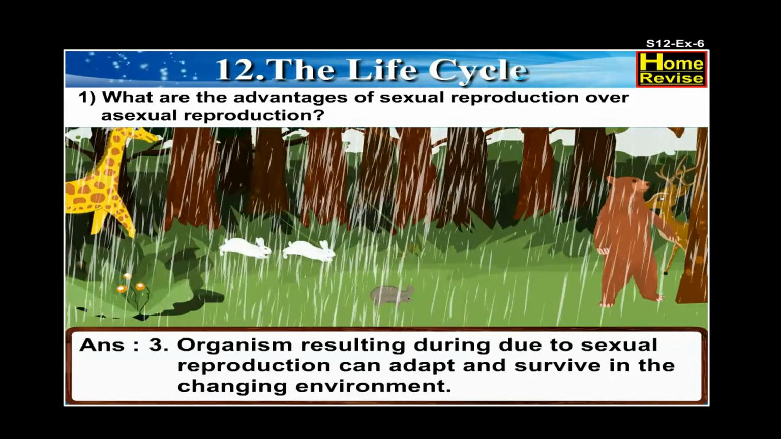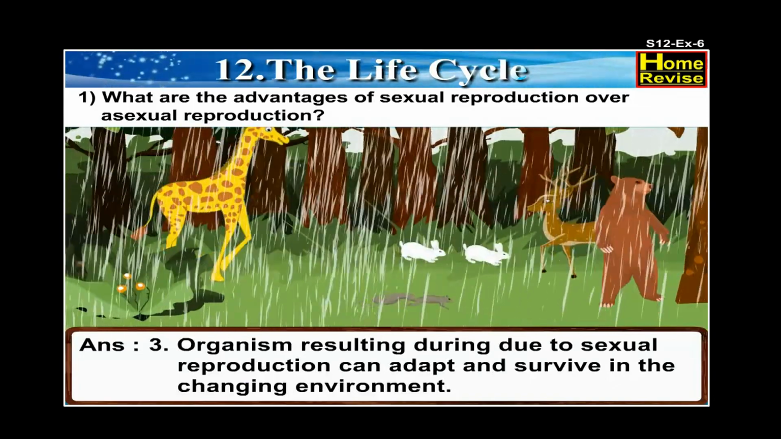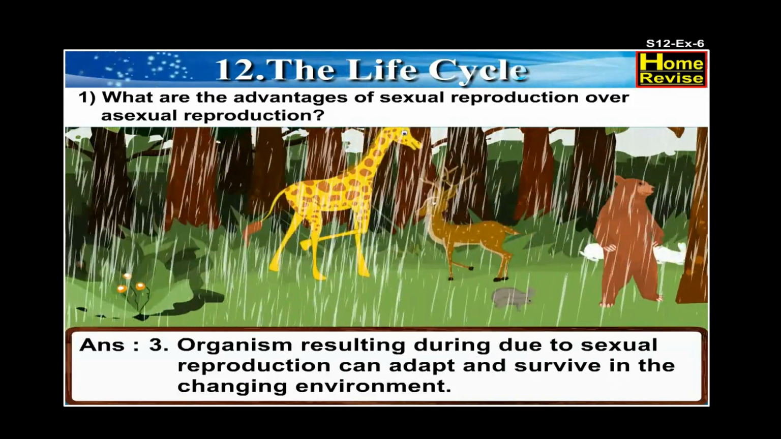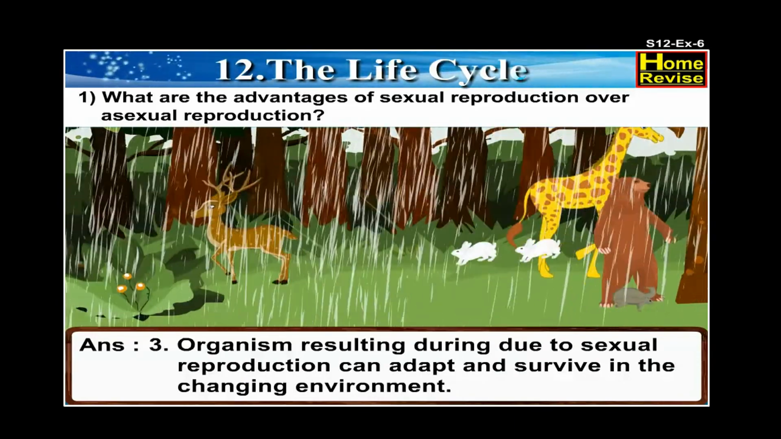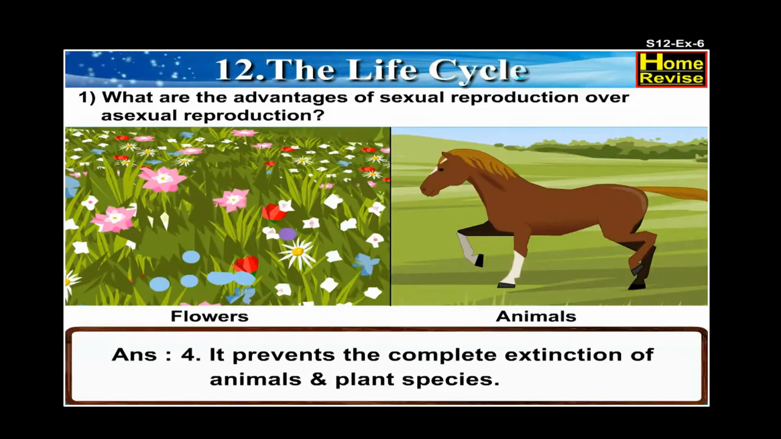3. Organisms resulting due to sexual reproduction can adapt and survive in the changing environment. 4. It prevents the complete extinction of animal and plant species.